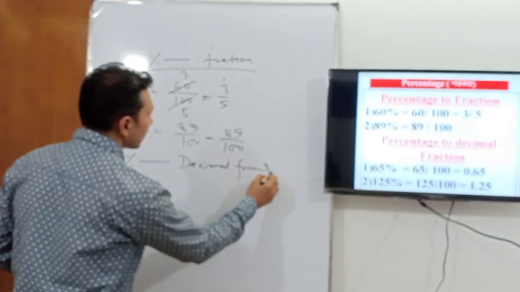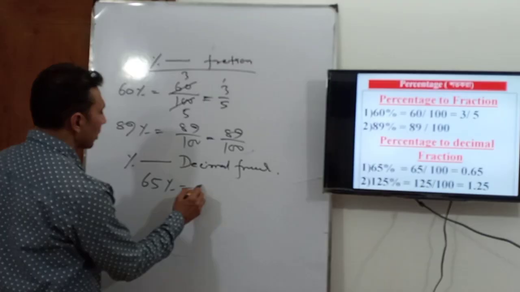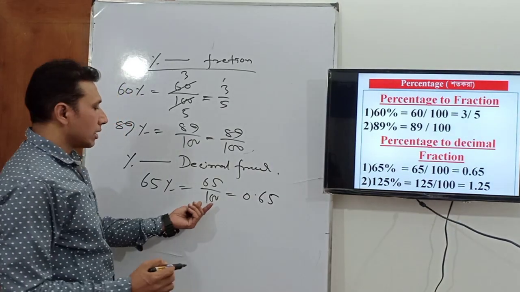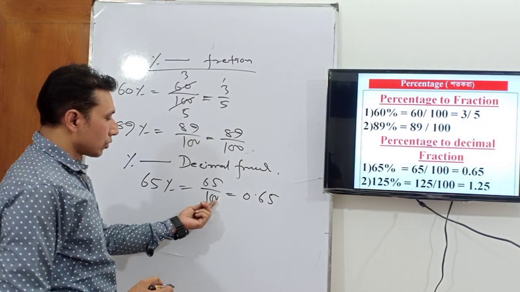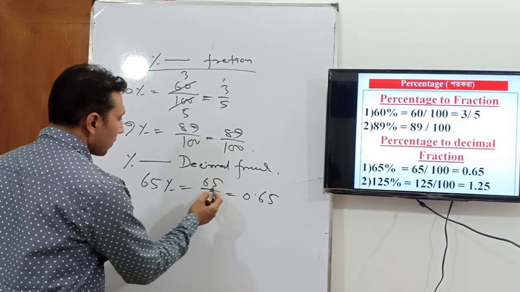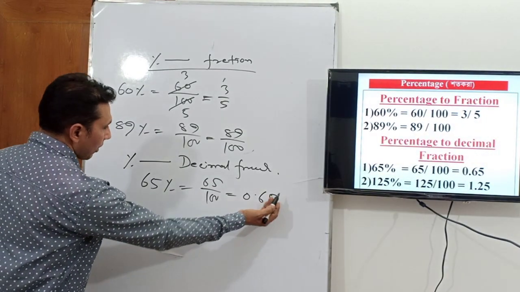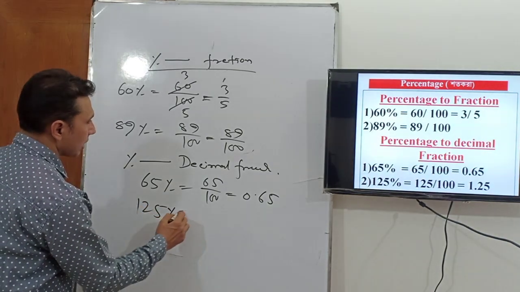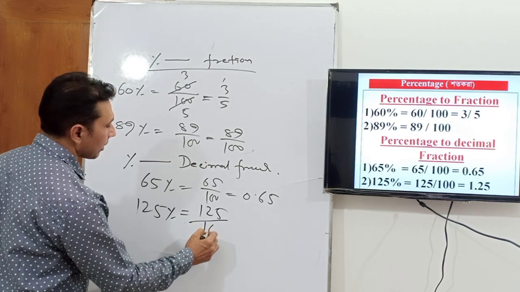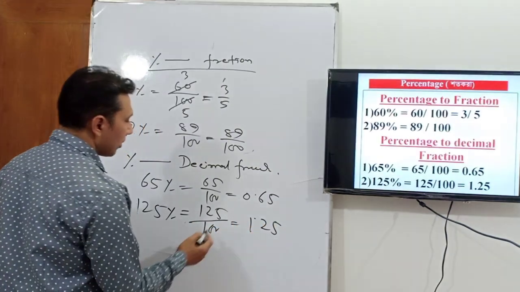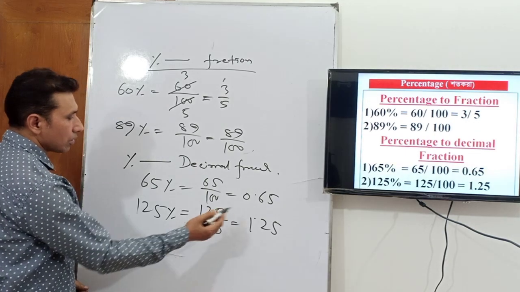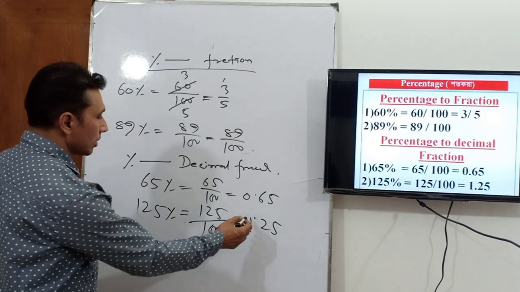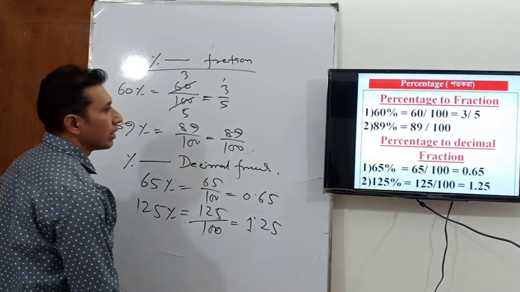Then percentage to decimal fraction. 65% equals 65 by 100, which equals 0.65. Here 100 has two zeros, so the decimal must be put after two digits, that means 0.65. Next, 125% is 125 by 100, which equals 1.25, because the decimal is placed after two digits from the right side.